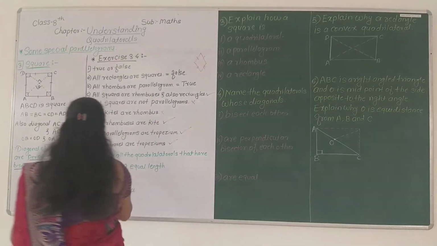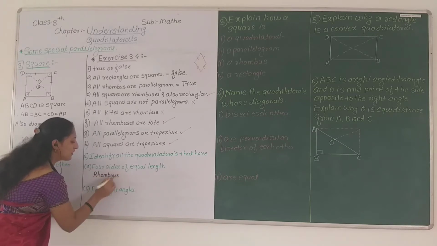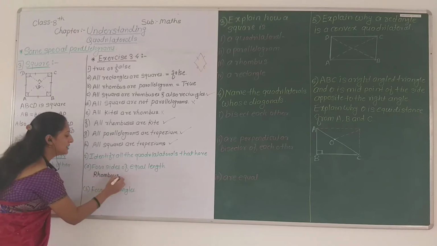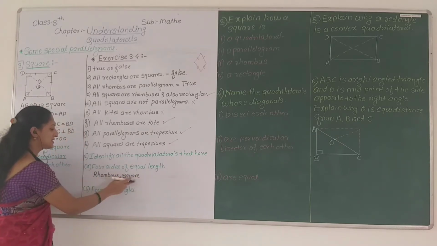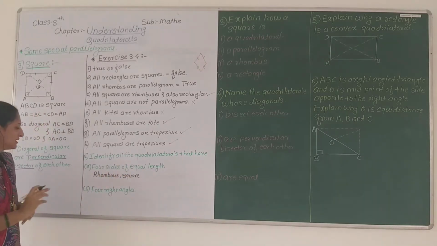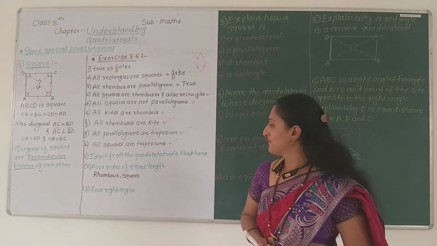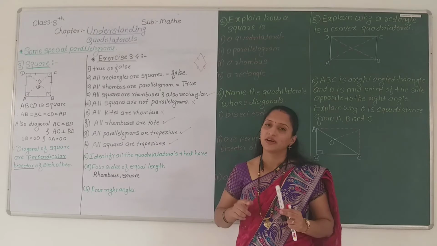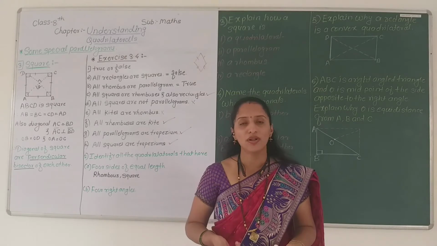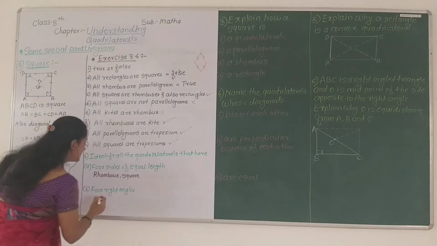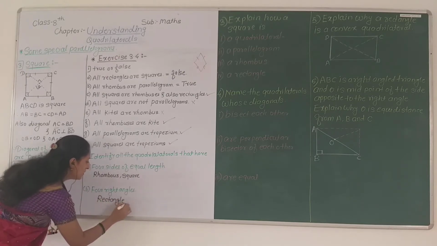Yes, correct. First one is rhombus. A rhombus is a quadrilateral having four sides of equal length. Then square. Yes, rhombus and square, four sides of equal length. Then four right angles. Which are they? Yes, a rectangle has all angles as right angles. Also a square has all angles as right angles. So the answer is rectangle and square are the quadrilaterals having four right angles.